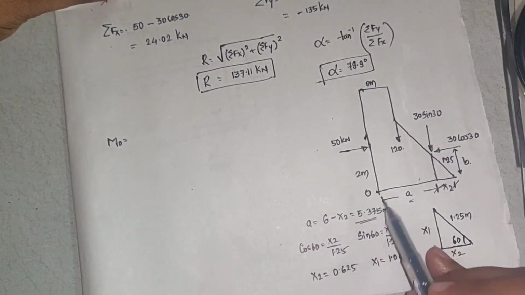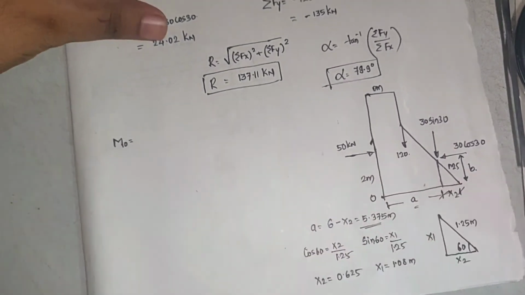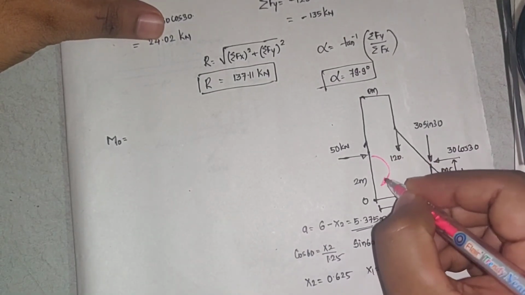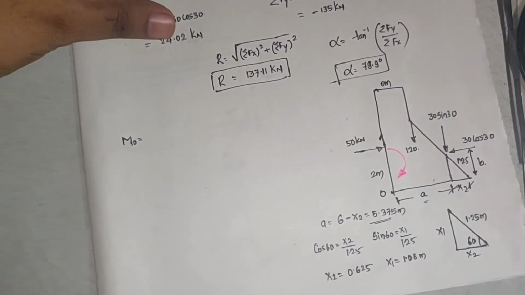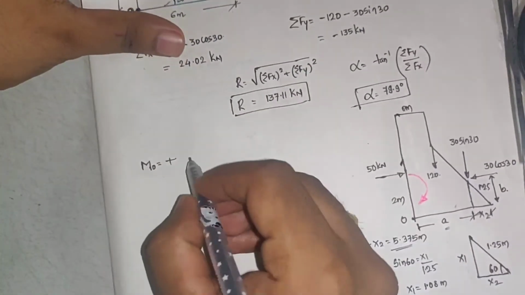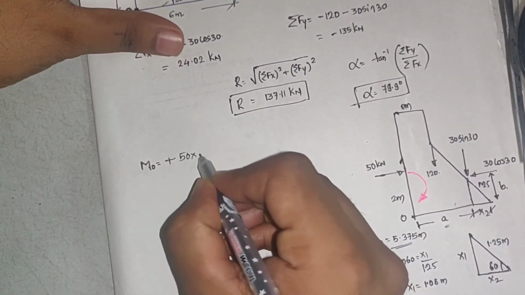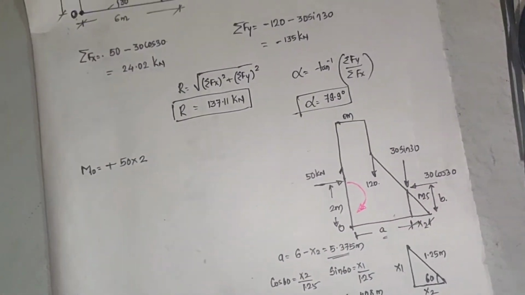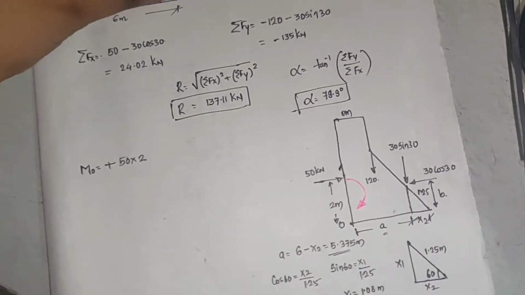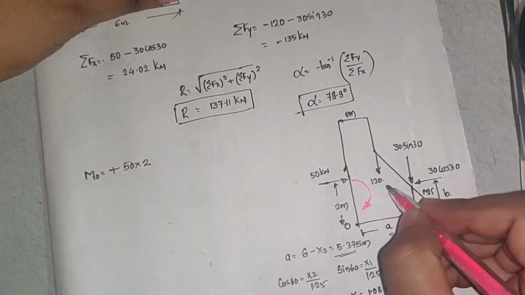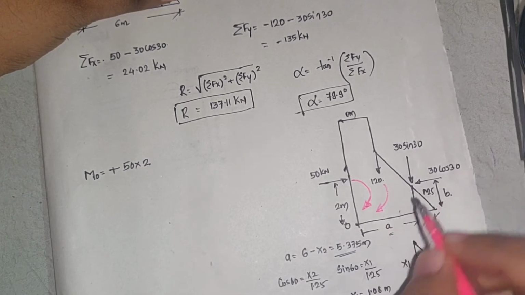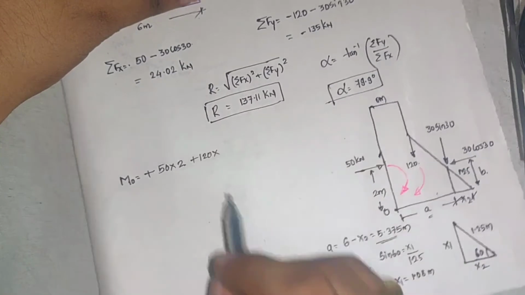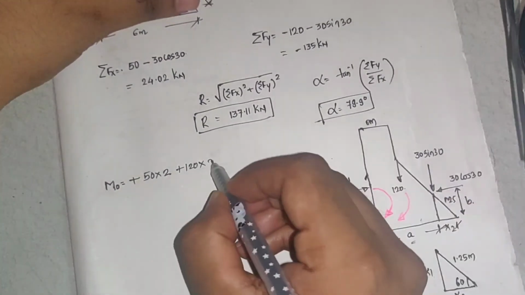Now I'll go on writing moment. How will 50 kilonewton rotate about O? It will rotate clockwise. So I'll write this as plus 50 into the perpendicular distance, which is 2 meters. Then how will 120 kilonewton rotate about O? This will also rotate clockwise. So plus 120 into the perpendicular distance, which is 2 meters.